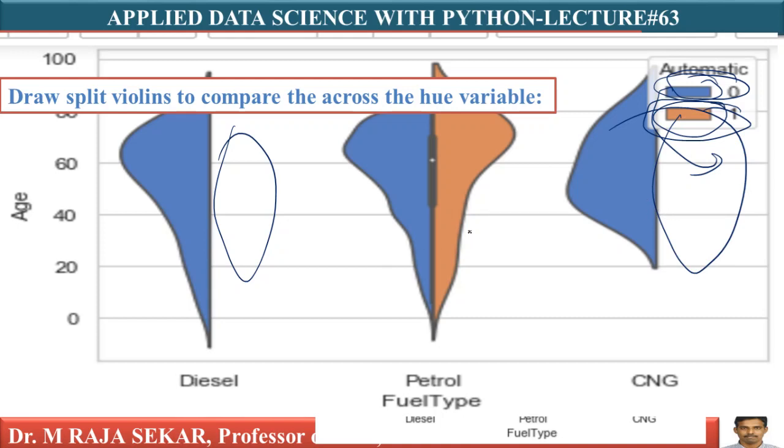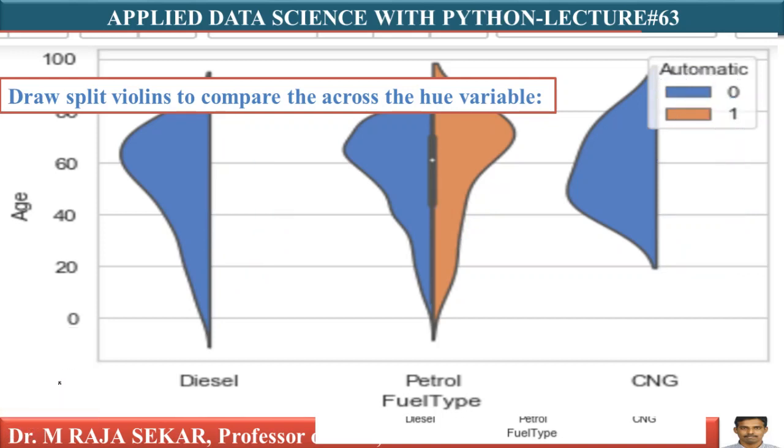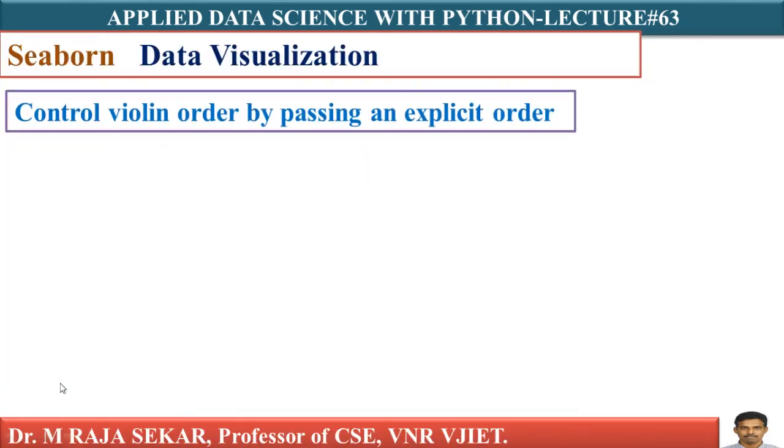But in the case of a petrol car, it also has automatic gearbox cars. Therefore, it is showing both levels. It will draw half of a violin for each level. The first half is displayed for manual, and the second half is displayed for automatic gearbox cars, isn't it? This makes it easier to directly compare the distributions. It's simple and straightforward. Anyway, let me proceed further.